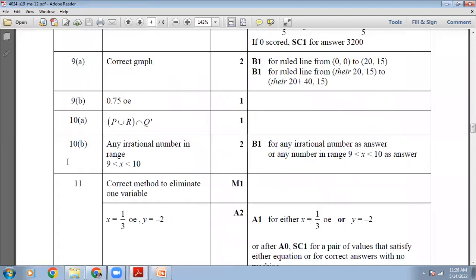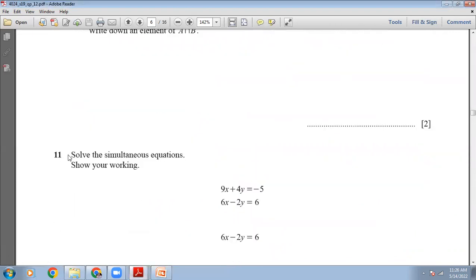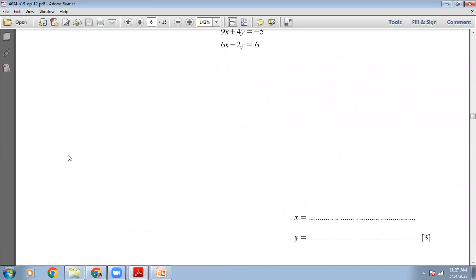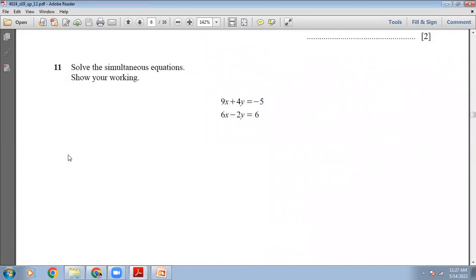So let me show you the answer. He has just given us any irrational number between. Our answers are right. So question number 11 is a simultaneous equation, and it's a 3-mark question. You can see, solve the simultaneous equation showing your working.